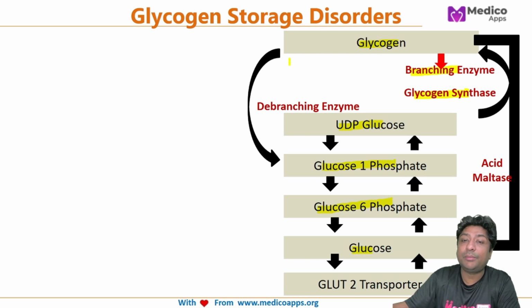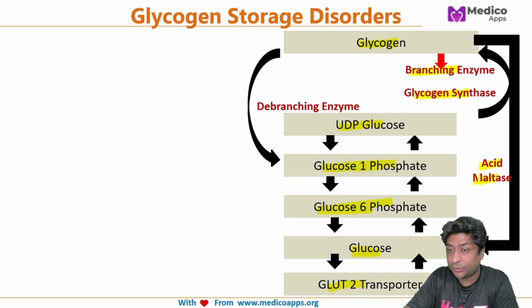This glycogen, with the help of debranching enzyme, is broken down into glucose 1 phosphate, into glucose 6 phosphate, into glucose, and via the GLUT2 receptor it comes out. And there is a very minor mechanism where glycogen is directly broken down to glucose with the help of acid maltase. Okay, so let's look at various glycogen storage disorders.